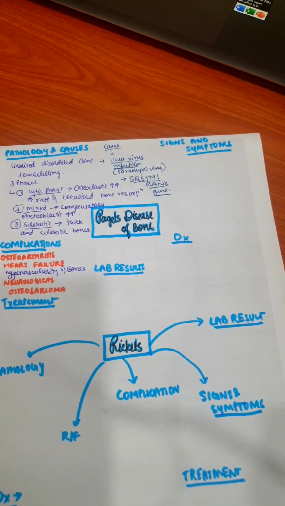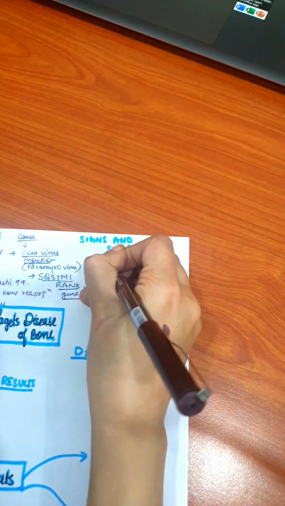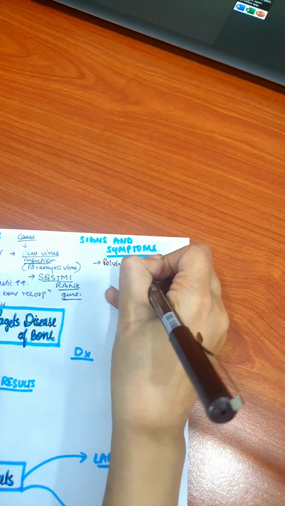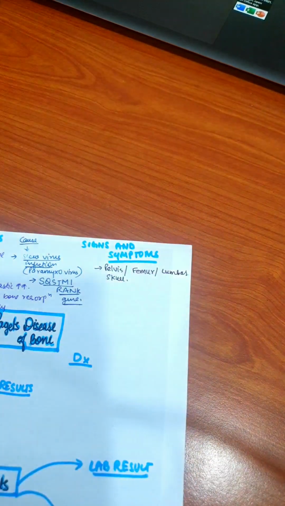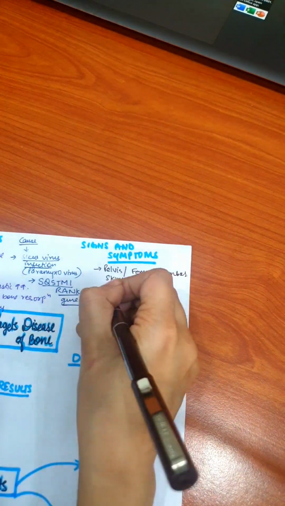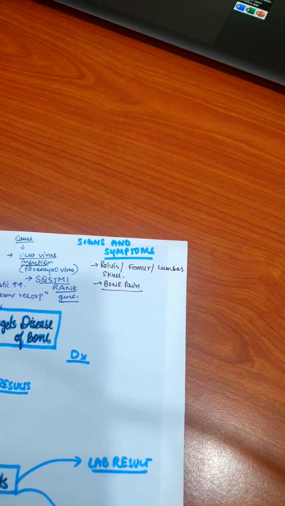Next we should know about the signs and symptoms which are seen in Paget's disease. So Paget's disease involves one or more bones, and it is not a generalized condition. And most commonly this affects the bones of the pelvis, the femur, your lumbar vertebrae and your skull bones. Okay, so that is the involvement in Paget's disease. There is a lot of bone pain in Paget's disease. Why does bone pain occur in Paget's disease? Because of microfractures and periosteal changes.